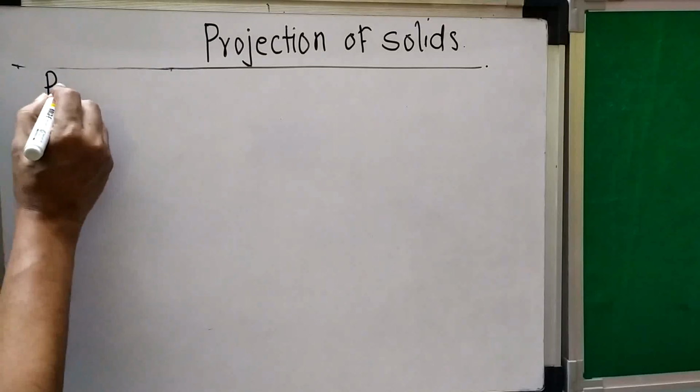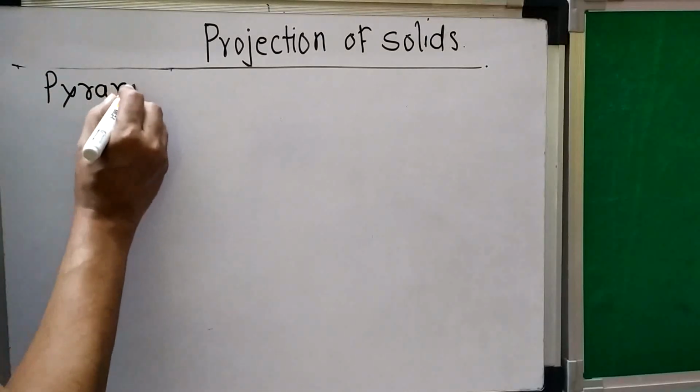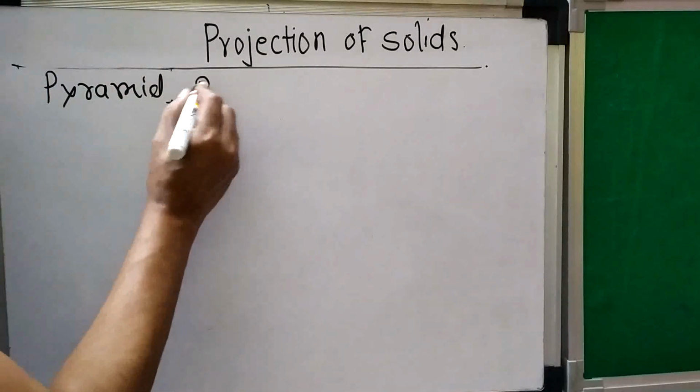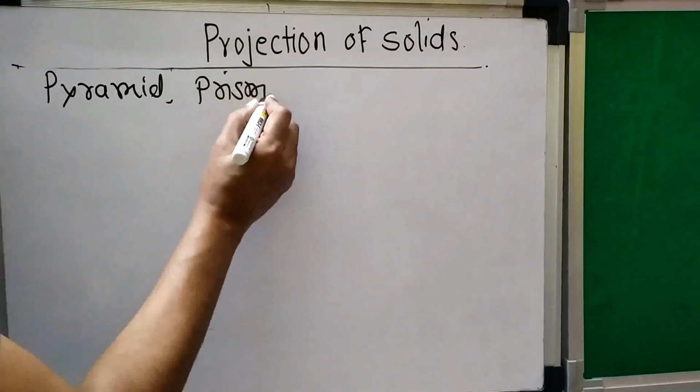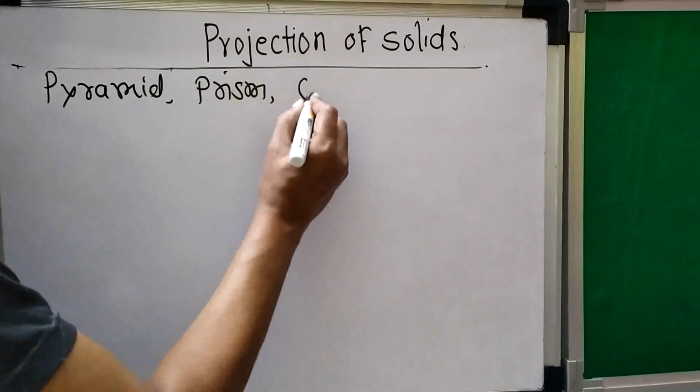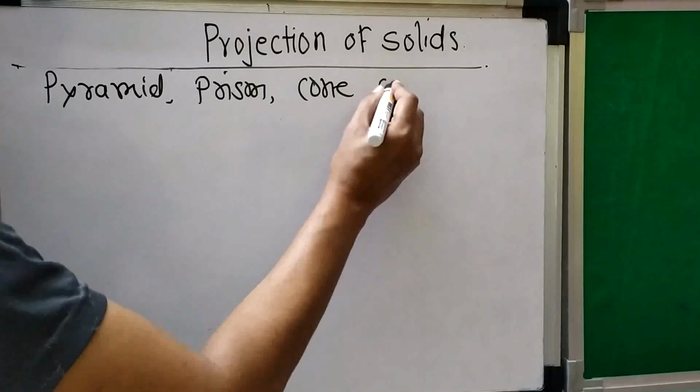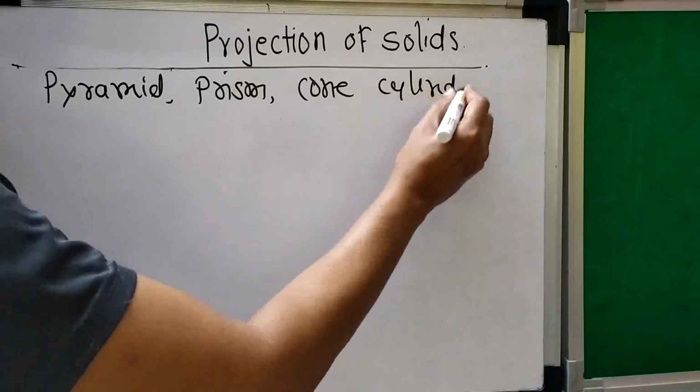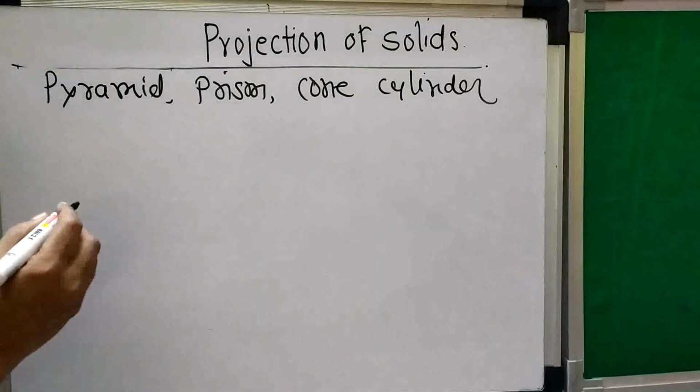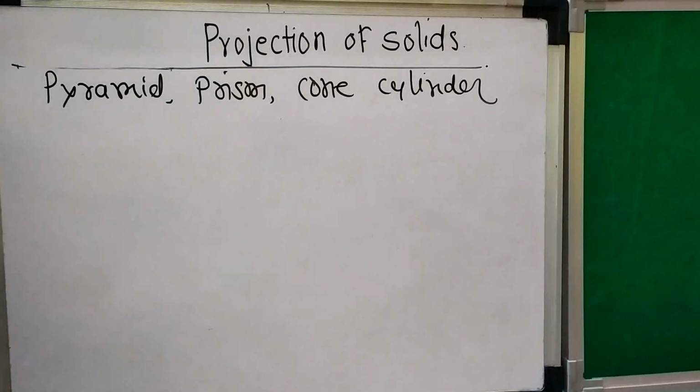We are considering four types of solids here. First is the pyramid, then prism, cone and cylinder. Now what do you mean by pyramid? Pyramid is a solid which has one regular base and it has triangular faces.